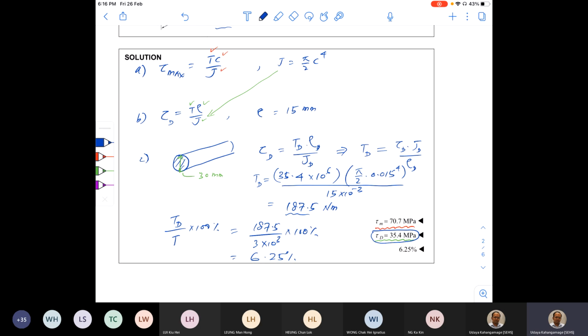Okay, that means almost 93% of the torque is resisted by the outer or hollow circular section. So even though there is a lot of material in the middle of this shaft, it doesn't contribute that much to resist the torque. Okay, so this is new knowledge, and we can apply this to develop very efficient structural members to support torques. So that is the reason why you always find hollow circular shafts in structural members.